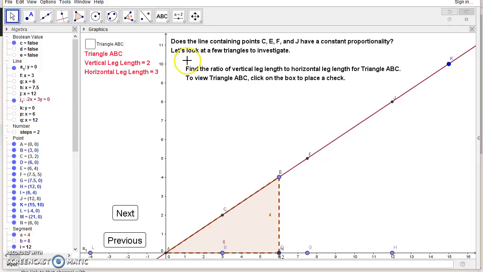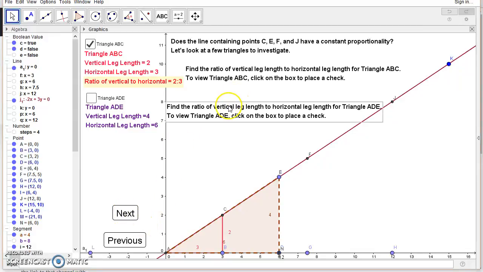So it says find the ratio of the vertical leg length to horizontal leg length for triangle ABC. To view triangle ABC, click on the box to place a check. So I'm going to place a check and notice that a red line for ABC shows up. 2 and 3. So the vertical leg is 2, the horizontal leg is 3. To make a ratio of it, we write the ratio of vertical to horizontal as 2:3. Or as a fraction, it'll be 2/3. That's my ratio for triangle ABC.